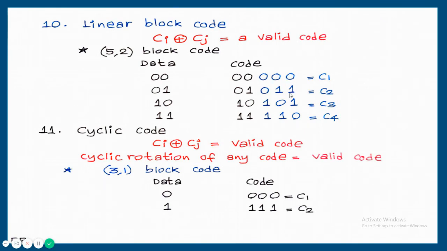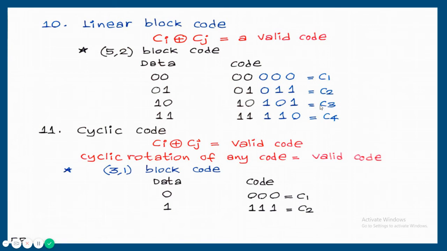So I'm just showing 4 code words. Remember, we have not yet studied how to generate this code. I'm only explaining the meaning of a linear block code. So C1, C2, C3, C4, all these 4 code words are written here, and we'll verify whether Ci XOR Cj is a valid code or not. If it is a valid code, then we can say the given (5,2) block code is a linear block code. The verification can be done like this.